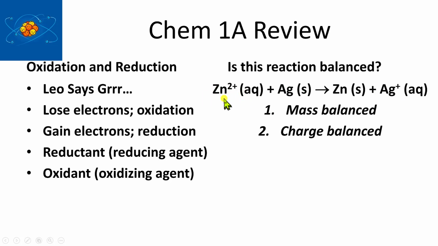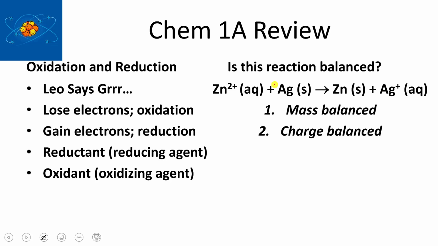But I have zinc ion in a solution with silver metal, and I get zinc solid and silver ions. Now the question is, is this a balanced reaction? And at first glance it seems like it might be, because there's one zinc and one zinc and one silver and one silver, so we have a mass balance situation. But in fact what's not right is that there isn't the same amount of charge on each side. And for a reaction to be truly balanced, you have to have both mass and charge balance going on in the reaction.